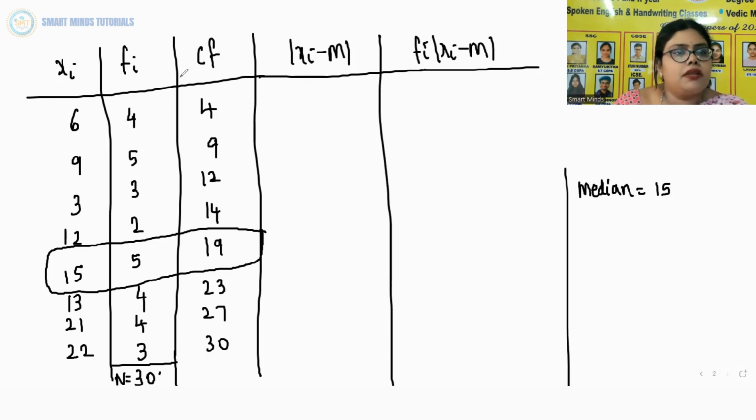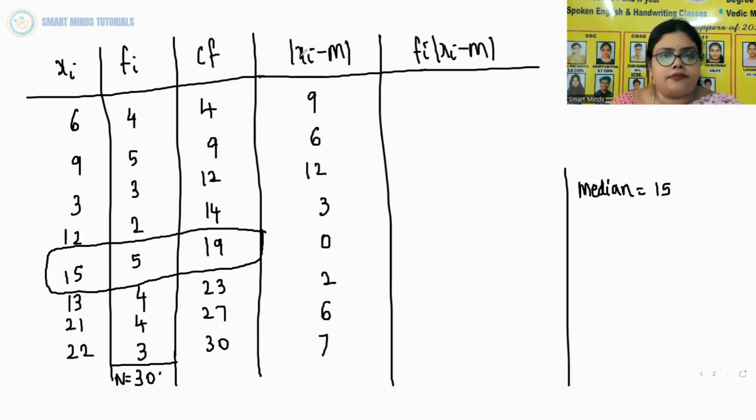M is 15. From each Xi you subtract 15. What is 6 minus 15? 9. 9 minus 15? 6. 3 minus 15? 12. 12 minus 15? 3. 15 minus 15? 0. 13 minus 15? 2. 21 minus 15? 6. 22 minus 15? 7. We are not taking negative here because you have modulus.